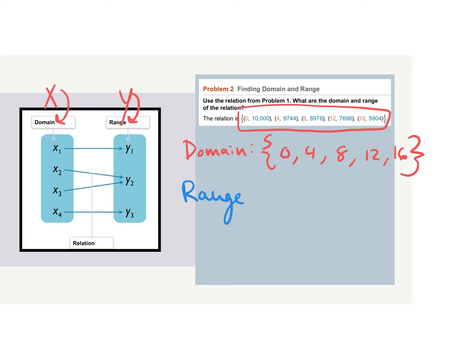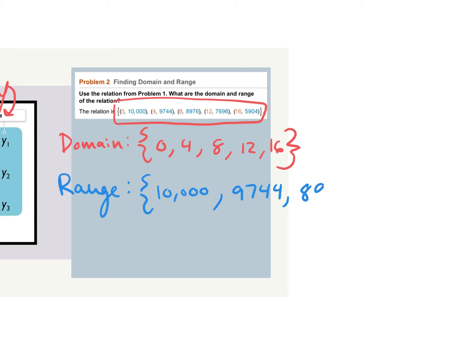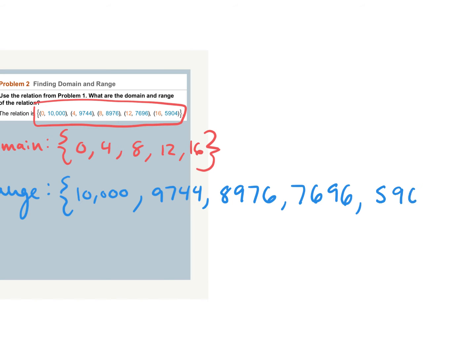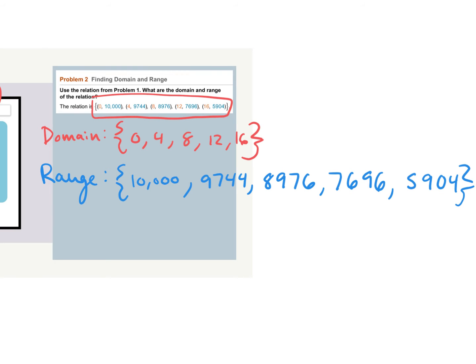Our range is the y values. So what's a y value? 10,000. What's another one? 9,744. And another one? 8,976. And another one? 7,696. Awesome. And the last one? 5,900. Perfect. So it's just all of our y values from these points. Super important. Domain is x values, range is y values.